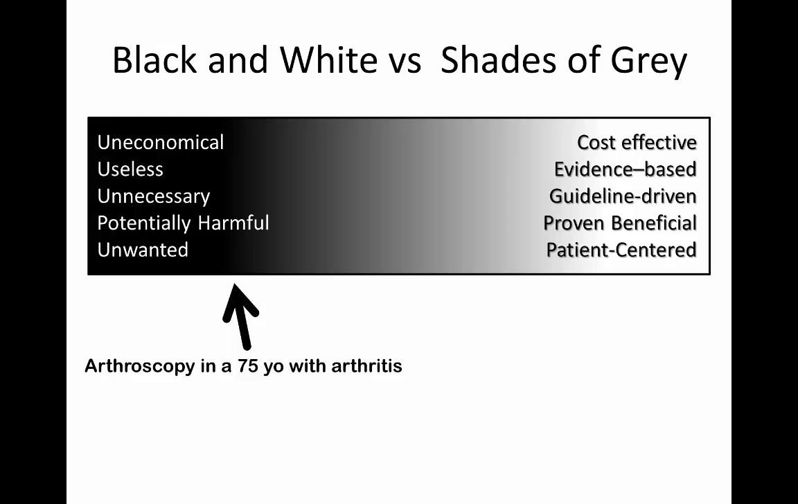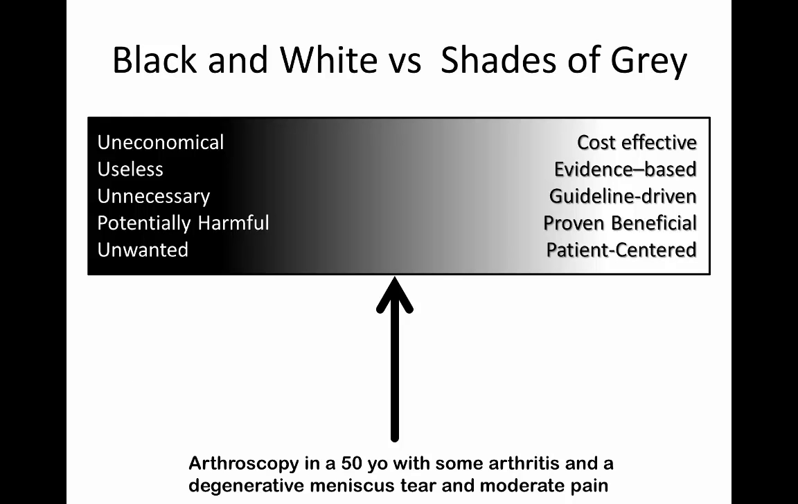Whereas arthroscopy in a 75-year-old with arthritis may not be often the right answer, but on rare occasions it may be acceptable. The vast majority of arthroscopies are in 50-year-olds with some arthritis and possibly a degenerative meniscus tear with moderate pain. The mechanical symptoms might be relieved with arthroscopy, or the symptoms may persist because of the arthritis.